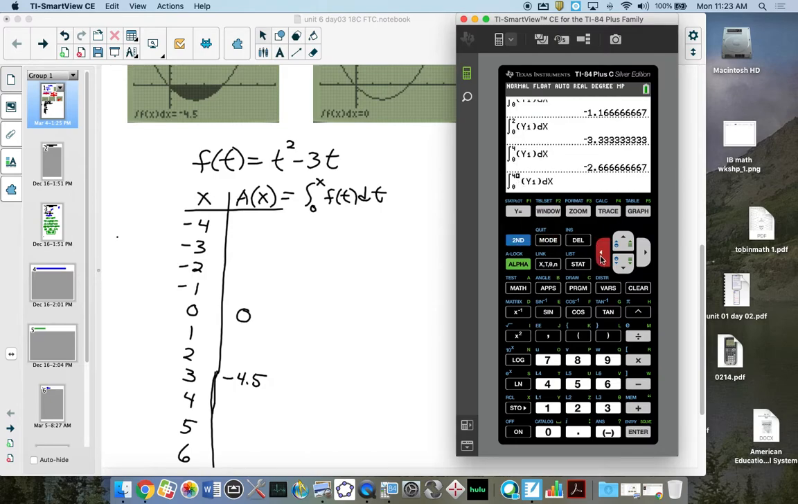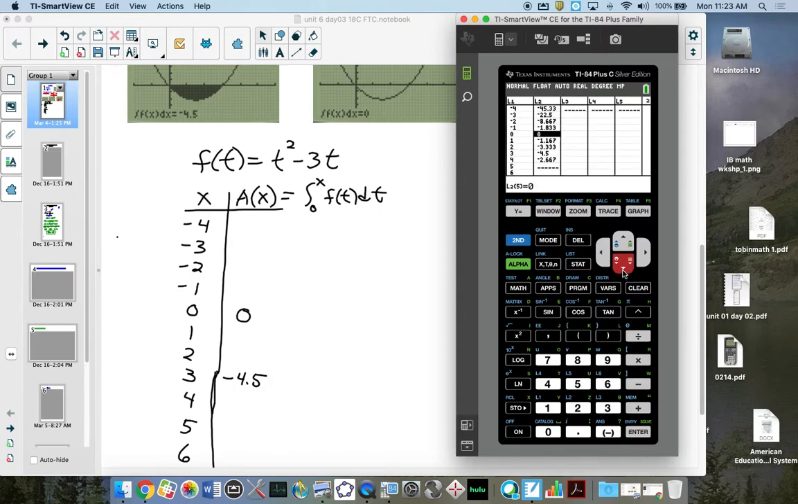Put in 5. Now we know this is going to be a positive amount because at 4.5 we wound up getting 0 again. So now we have more above the x-axis than below. And let's do the last one.